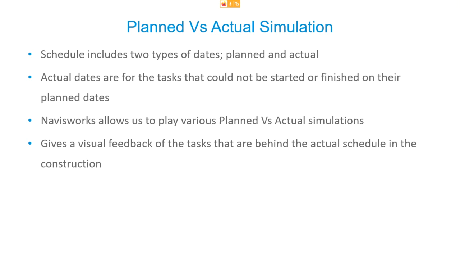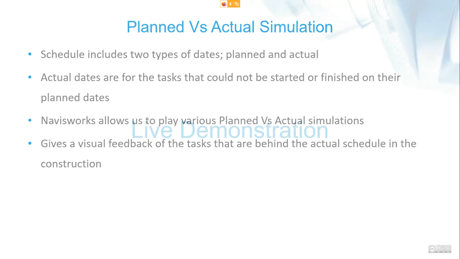And once we've got these two types of dates, Navisworks then lets you play a planned versus actual simulation. You can then display the tasks that are late or delayed in different colors. So the idea is that this will help you visualize which elements are delayed, and what could be the flow-on effect in the construction schedule. And this is where I went on to the live demonstration.